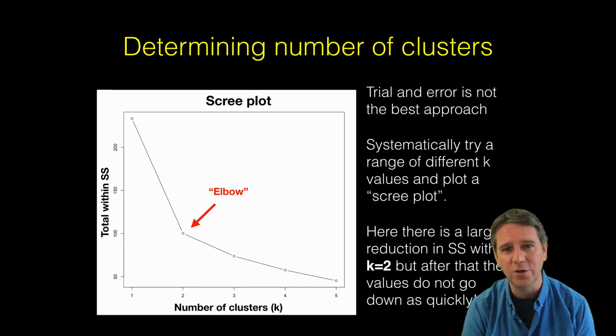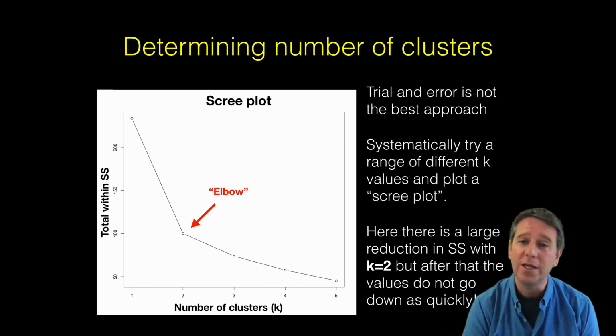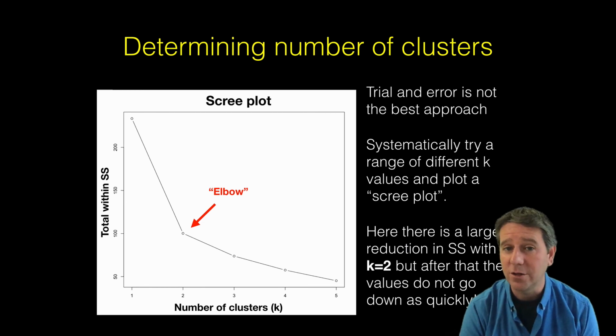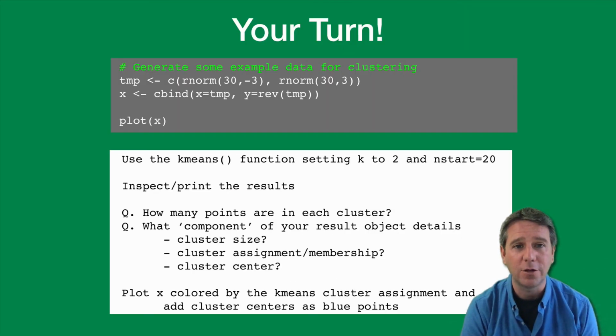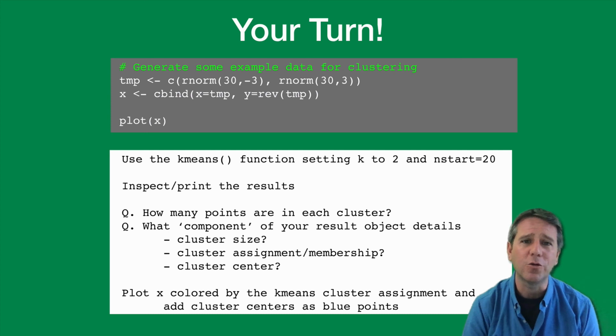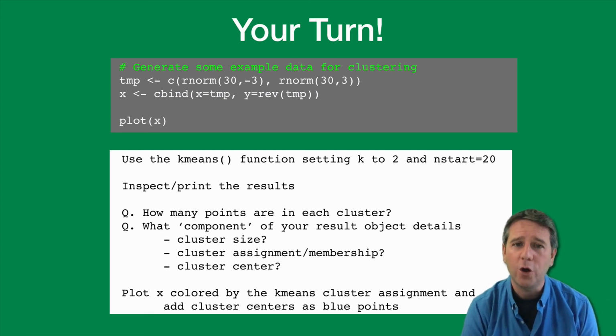And we typically do this visually and then run the algorithm again with that k as our best answer. Okay, so your turn. I want you to open up R and try using kmeans. We're going to set k equals 2 and nstart equals 20 in this case. And you're going to make up some data here, like I'm doing here.